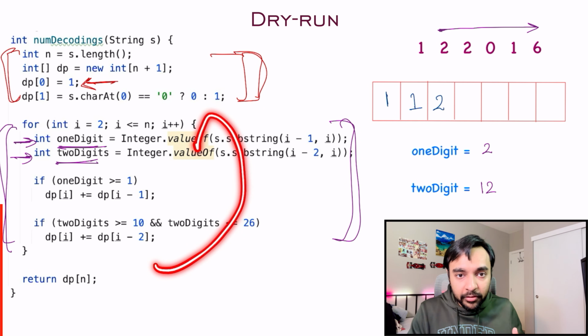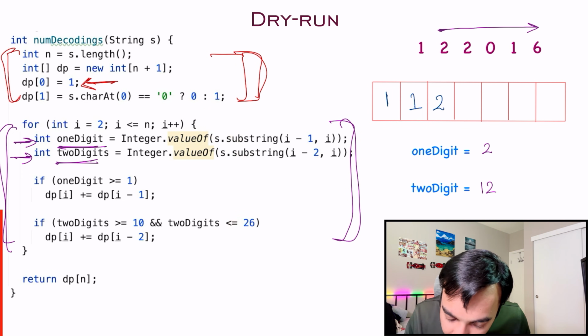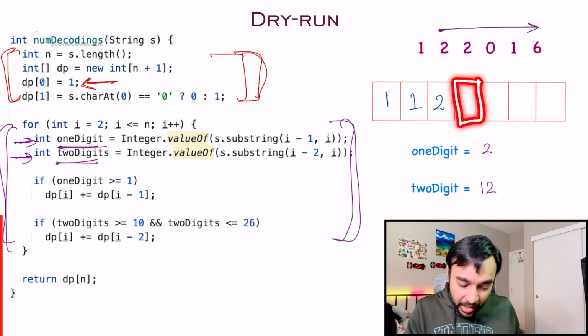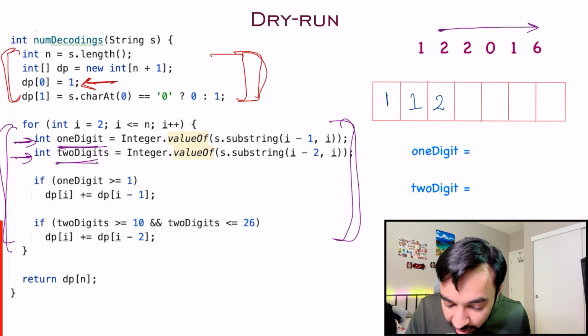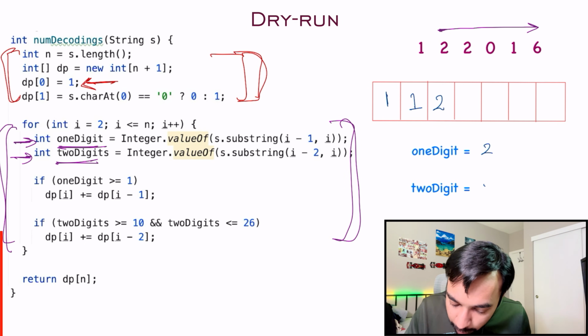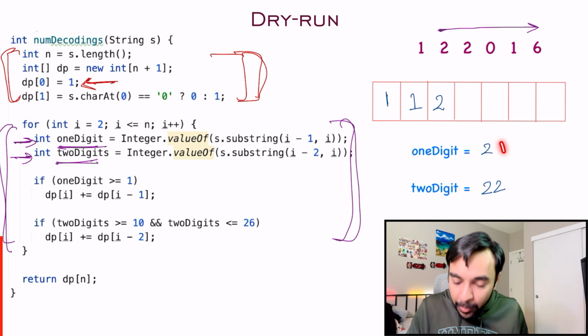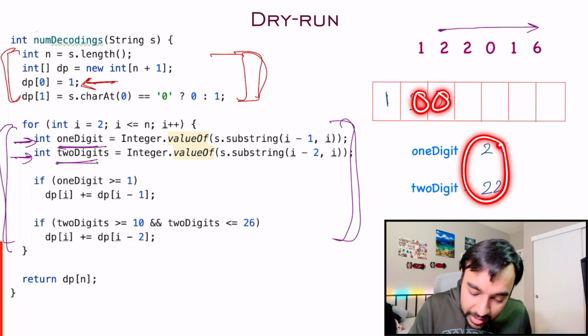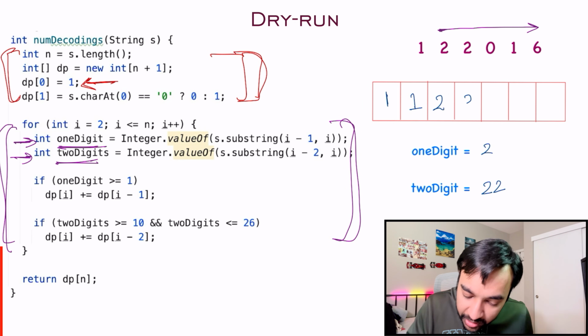This loop will now run once again, and this time I want to fill up this particular index. So once again, I will update 1 digit and 2 digit. So 1 digit will become 2 and 2 digit will become 22. Both of them are valid. So 2 plus 1, this array will update and it will become a 3.